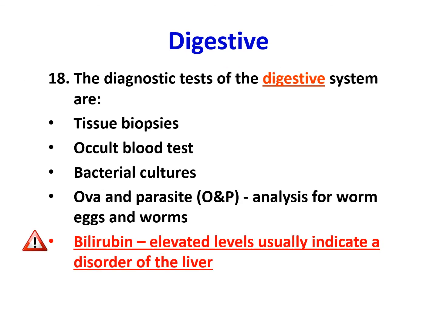And then again, what are the lab tests that we can do to diagnose, monitor, and treat our patients, right? Everything from tissue biopsies all the way down to O&Ps, ova and parasites. This is where we do analysis to find out if there's worms, eggs, or worms and eggs in there, right? Just a little thing to remember, bilirubin, right? Elevated levels of bilirubin usually indicate a disorder of the liver, okay?